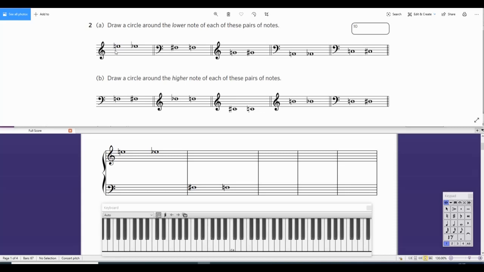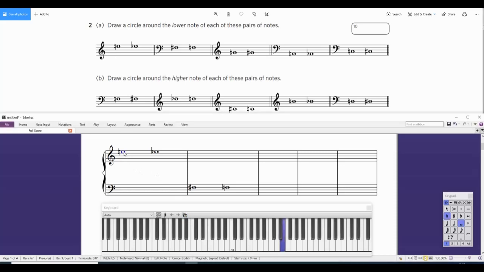It's called a natural. So that's a natural sign, and that means a normal, natural white note on the keyboard. If I show you here, you can see that that comes out as a white note on the keyboard.